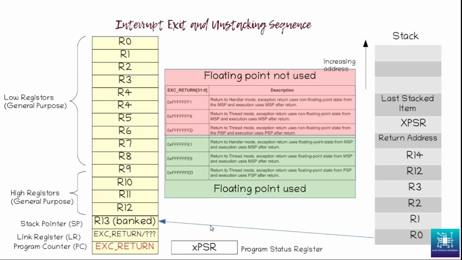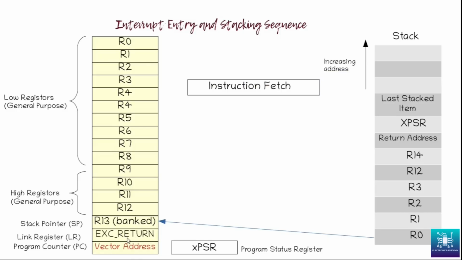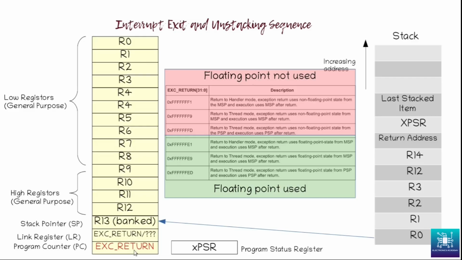So when the interrupt is entered, definitely the EXC return value is stored in the link register. So no doubt about that. But when the ISR gets over, the link register might not have the same EXC return value. It might have it or it might not have it. So we will discuss why this happens. It's a very simple reason, but we'll come to that.